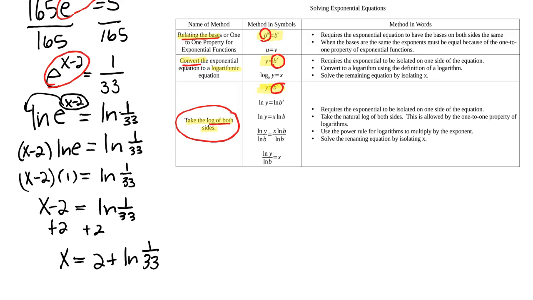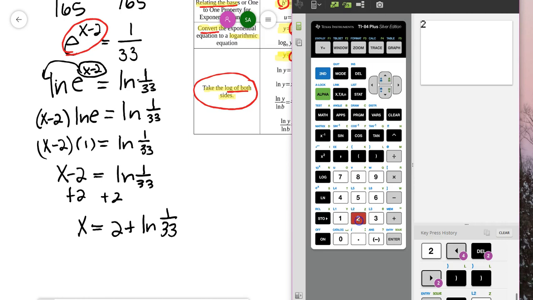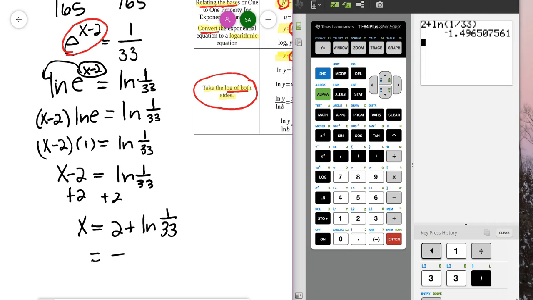So let's type that in the calculator. 2 plus natural log, 1 over 33. And that is negative 1.4965 if we round to 4 decimal places.